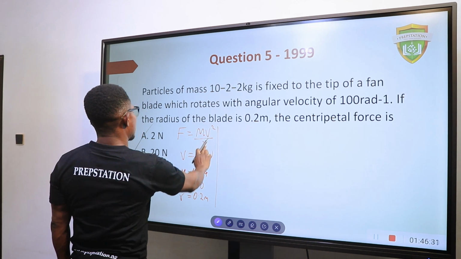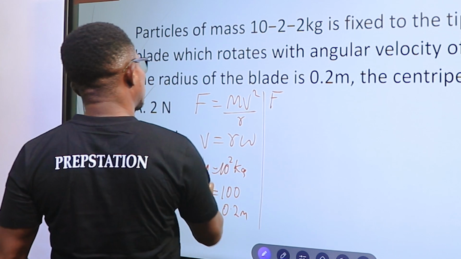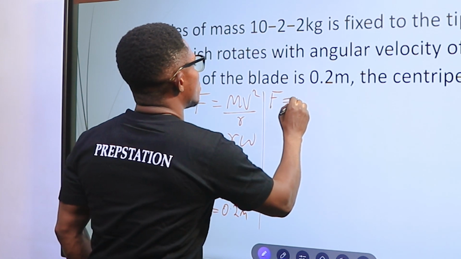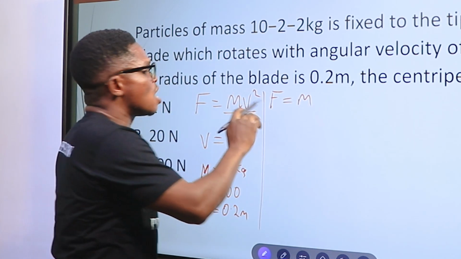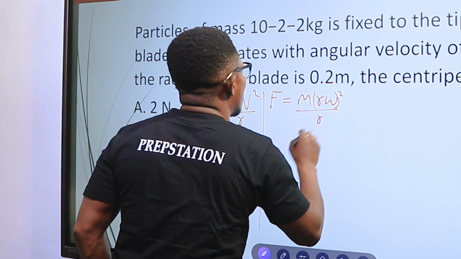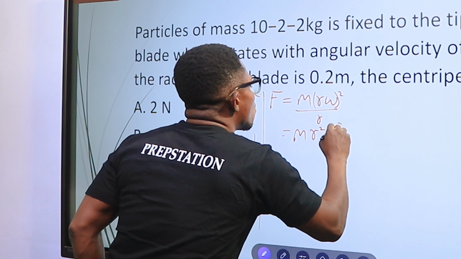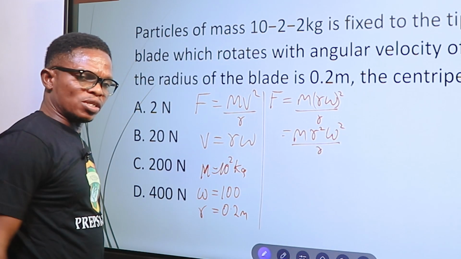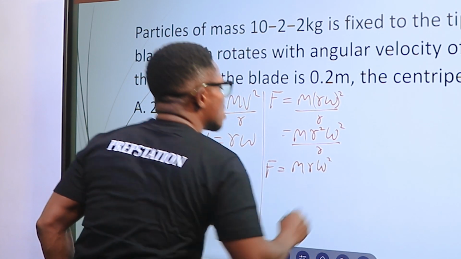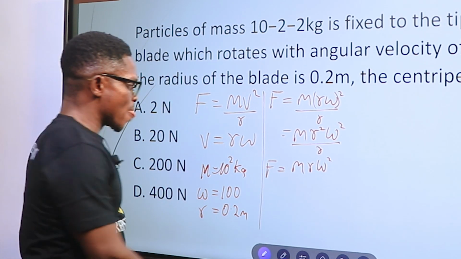So all I need to do is to involve this in this formula. So let's rewrite this formula since we don't have v, but we have angular velocity. So F will be equals to m into, in the place of v, I'm going to write r omega in bracket squared over r. Now, if you continue with this, you have m r squared omega squared over r. Of course, one r will disappear from there. So we are left with F equals to m r omega squared. So all I need to do, substitute these values into this formula to get your answer.